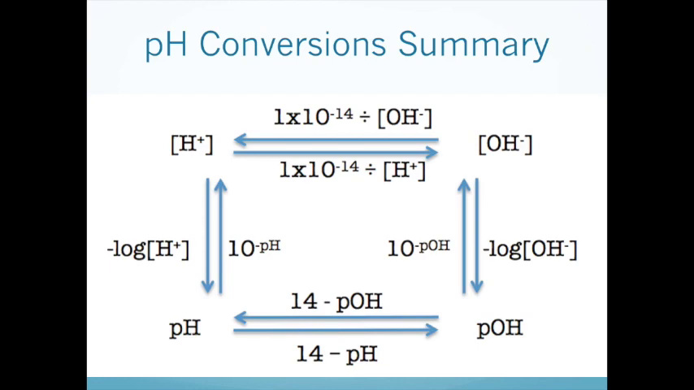So now that you have all these values, you can convert between them relatively easily to get each of them. If you have H plus concentration and you need to get OH minus concentration, you divide the water constant by the H plus, or divide the water constant by the OH minus. If you want the pH, you take the negative log. If you want the pOH, you calculate the OH and then take the negative log. You can switch between pOH and pH by subtracting from 14. And if you want the concentration from the pH or the pOH, you take 10 to the power of the negative pH.